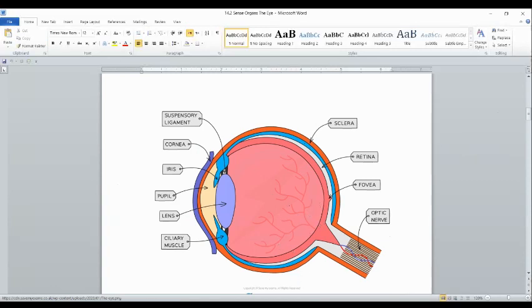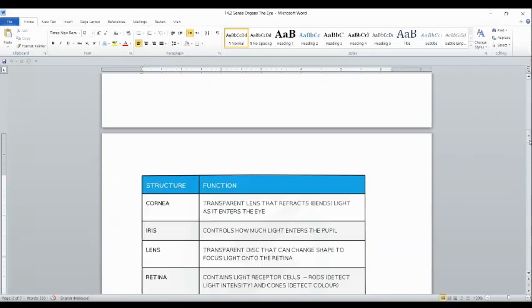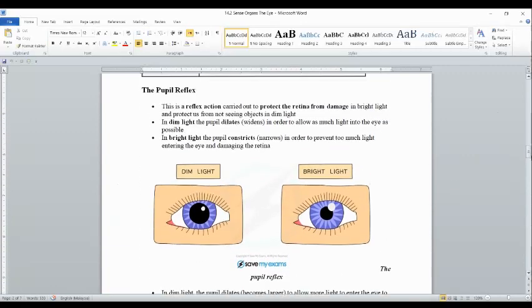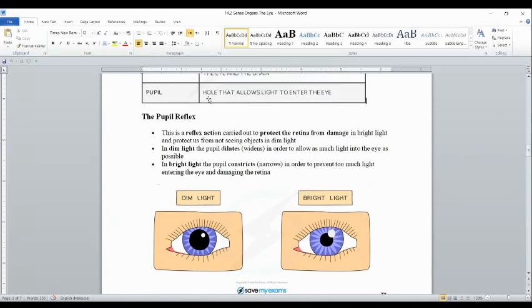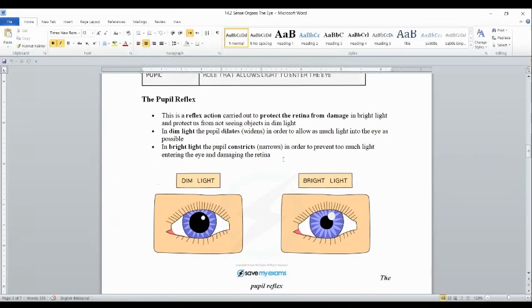Okay, I think that is enough about the structure of the eye for the time being. So I go back to the question to see what else is necessary to explain. Now that we have understood the structure of the eye, we go back to see what actually happens when we are in dim or bright light. The pupil reflexes: this is what happens to the iris and the pupil.